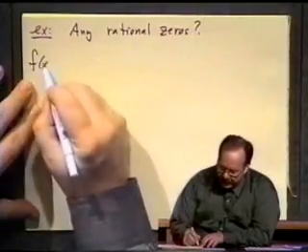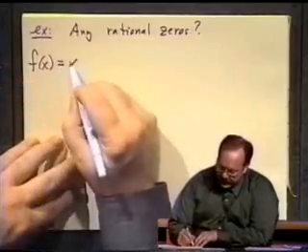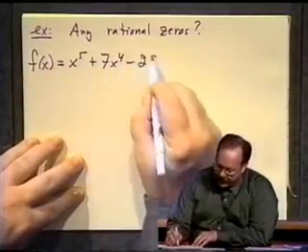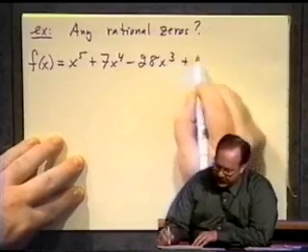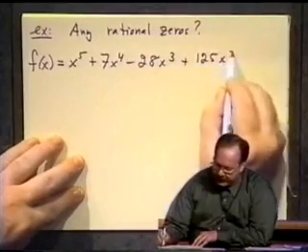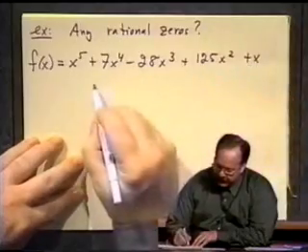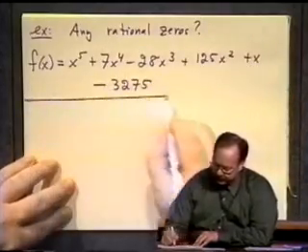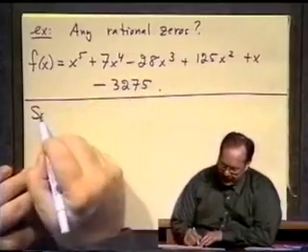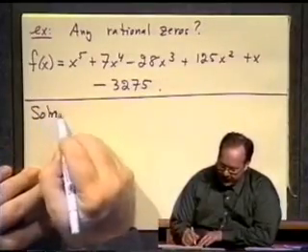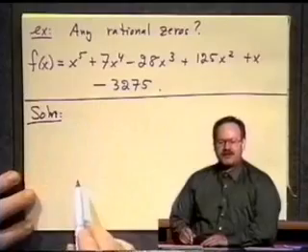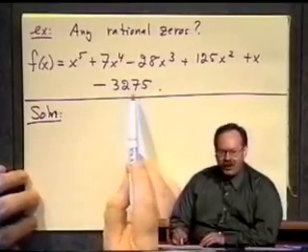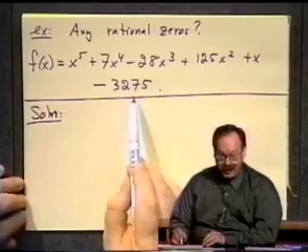And here is the polynomial f of x equals x to the fifth plus 7x to the fourth minus 28x cubed plus 125x squared plus x, and finally minus 3,275. Now, no one in his right mind would want to try the rational zeros theorem on this, because you would be looking for all the factors of 3,275.